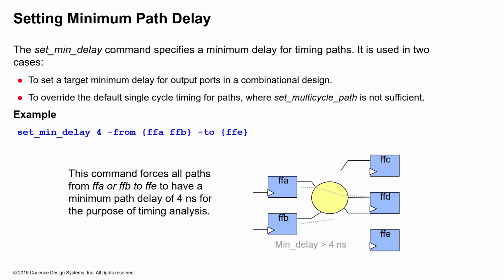The min delay command can set a target minimum delay, and this can be helpful for the output ports in a combinational design, and or if you have to override the default single cycle timing for the paths where a multi-cycle path is not sufficient, then you can use the set min delay command. And both the min delay and max delay are basically used in synthesis when the timing or the clock is ideal.